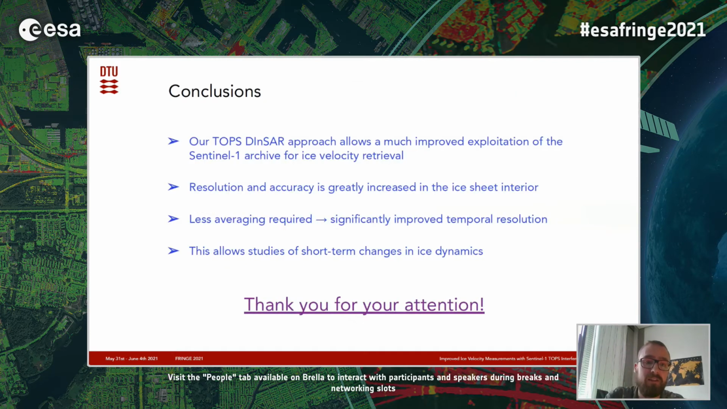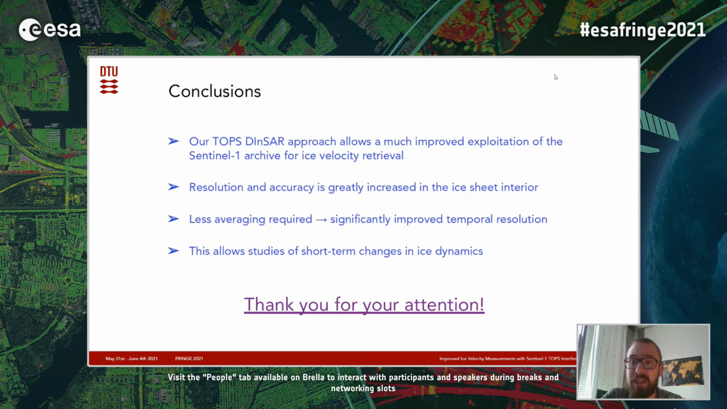So finally, the conclusion: the TOPS DINSAR approach allows a much improved exploitation of the very large, by now, Sentinel-1 data archive for velocity retrieval. Resolution and accuracy is greatly increased wherever we have coverage and coherence in the interior. Another effect is that less averaging is required for this data compared to offset tracking. So this means that glaciologists who are interested in looking at short-term changes in ice dynamics can now do so with this technique, of course, provided that there is actually coverage over their region of interest.